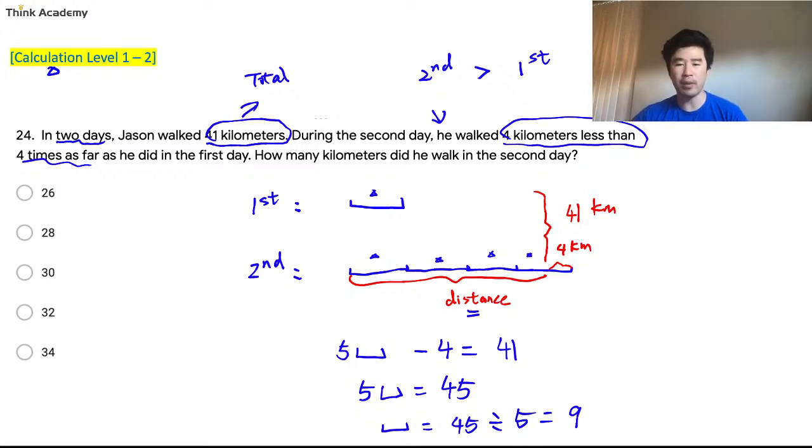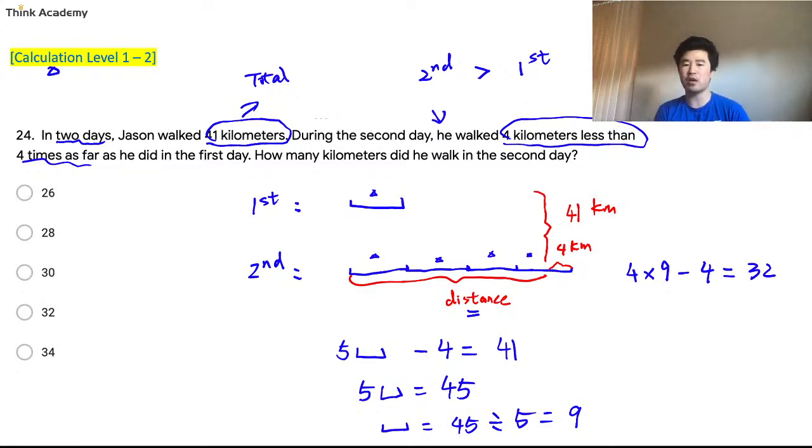For this distance, how many line segments do we have? It's going to be 3 plus this a little bit. Or we can see it's going to be 4 line segments minus 4, right? So we can do 4 multiplied by 9 minus 4. What is the result? This is going to be 32.